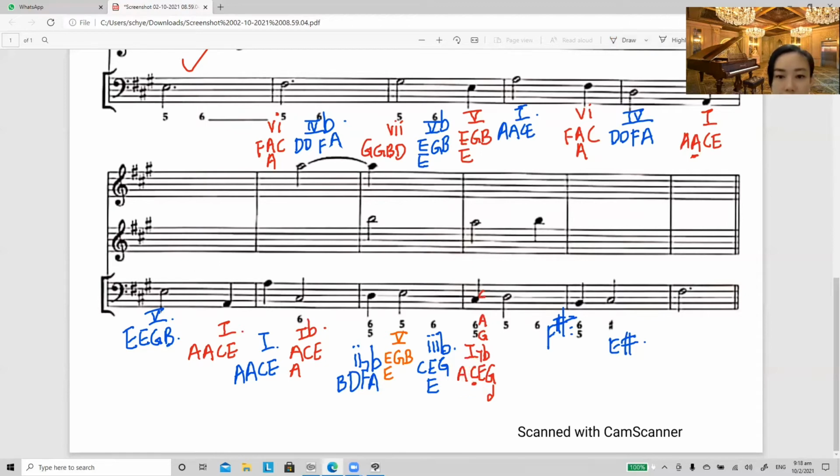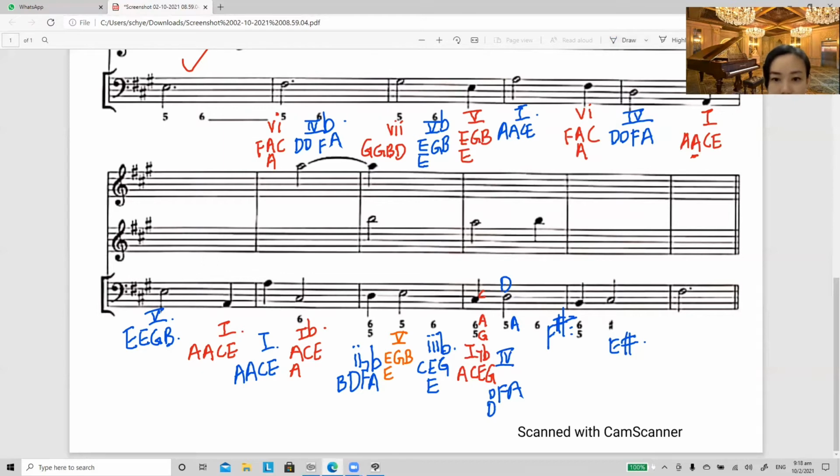Now let's continue to the next one. 5. So the bass note is a D. D counts 5 steps: D, E, F, G, A. So this is A. So this is D, F, A. A D, F, A chord will be chord 4, D, D, F, A.